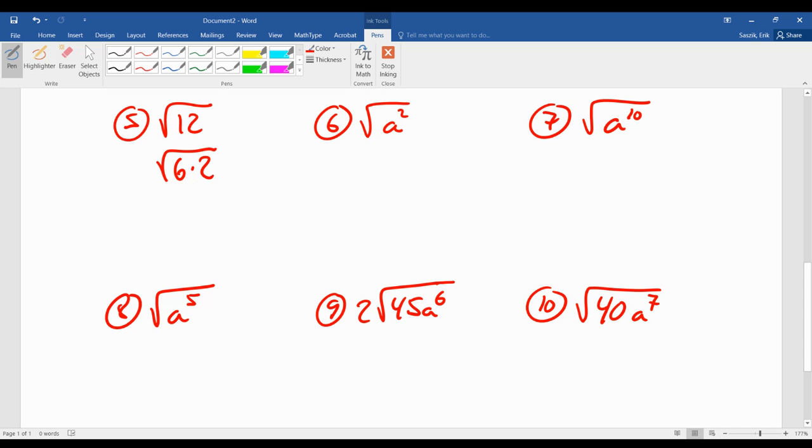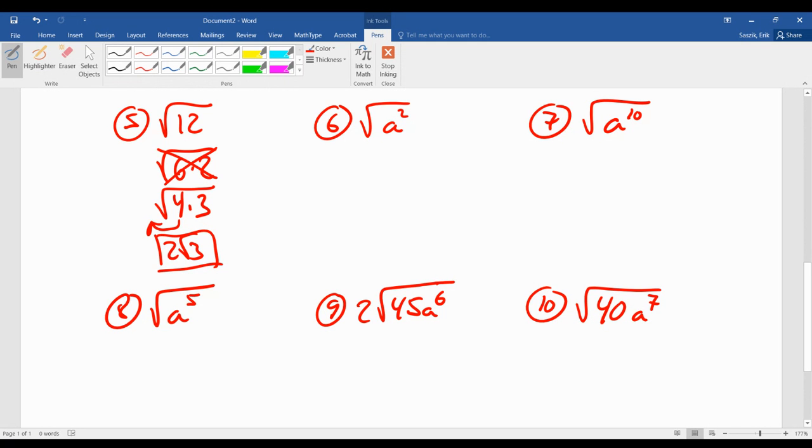So you can't do anything with that. That doesn't help you. That's not right. You've got to break that up into 4 times 3. Square root of 4 comes out as 2, and you end up with 2 root 3.